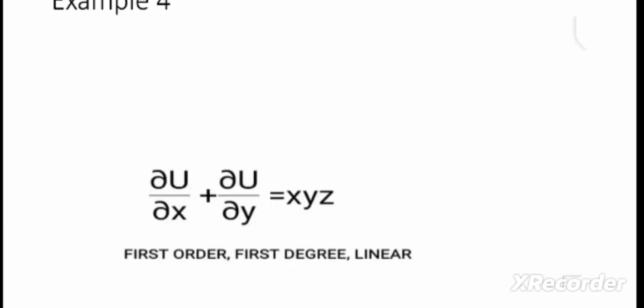Similarly, with the same approach, you can clearly see that this is first order, first degree, and linear. Why? Recall that I said a partial differential equation is said to be linear if the dependent variable and its partial derivatives occur in first degree. The dependent variable that we have is z, and it occurs in first degree. So of course this is a linear PDE.